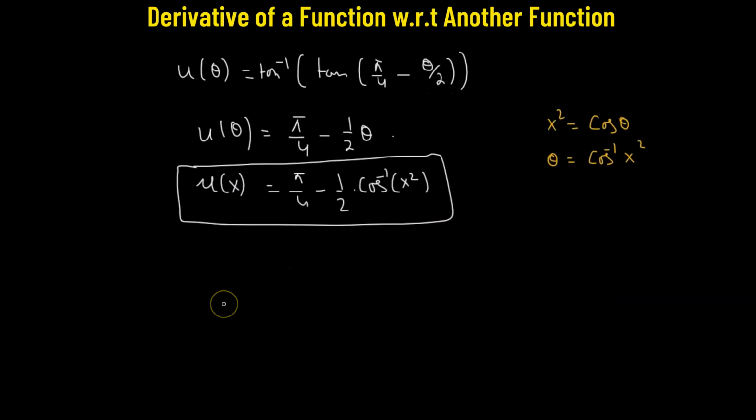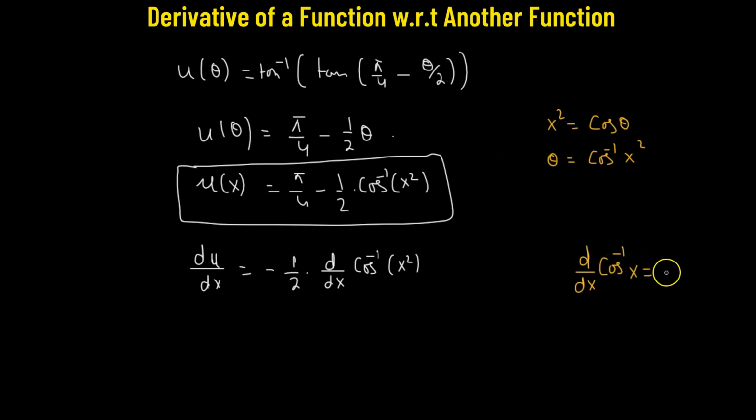Now what can we do? Now we can take the derivative of u with respect to x. The derivative of u with respect to x will be the derivative of pi over 4, which is a constant and equal to 0, minus half multiplied by the derivative with respect to x of the cosine inverse of x squared. Now we'll make use of a standard result: the derivative with respect to x of the inverse cosine function is negative 1 over square root of 1 minus x squared.